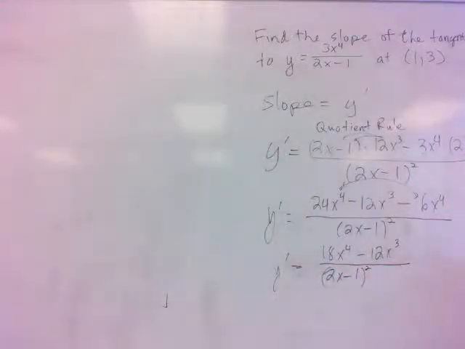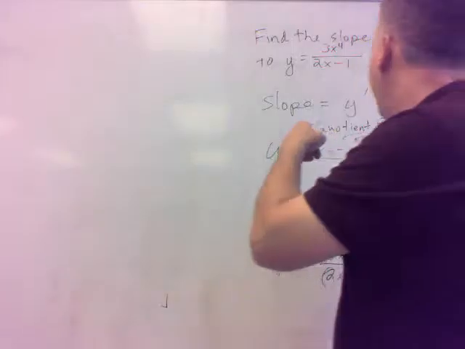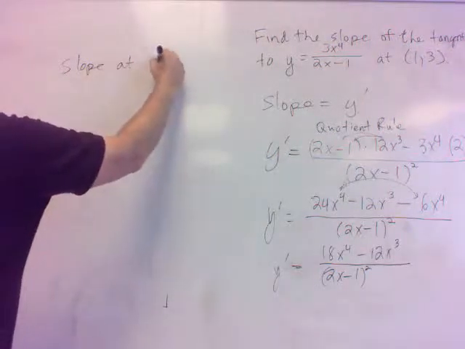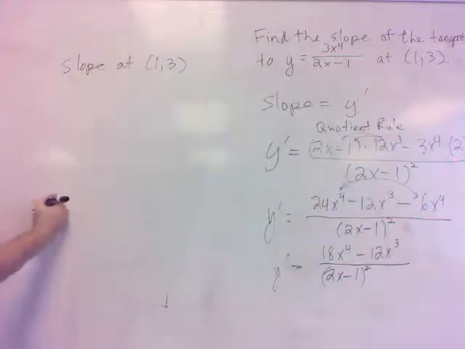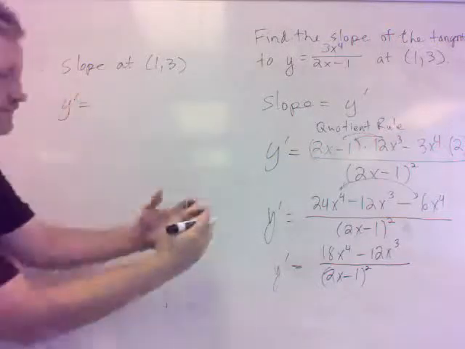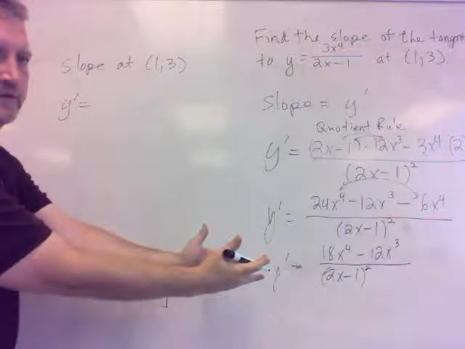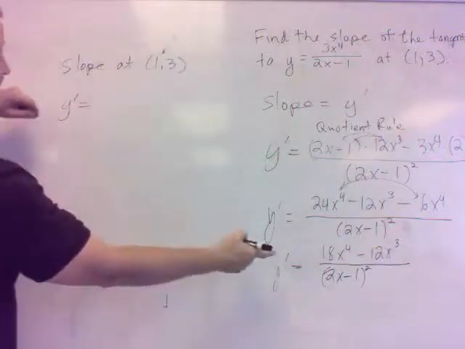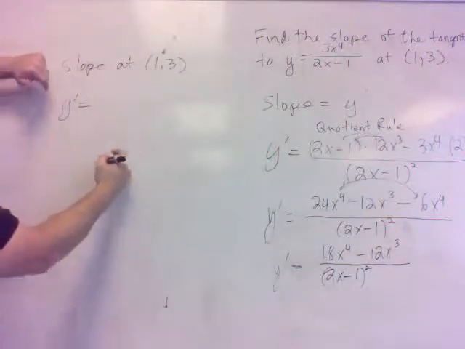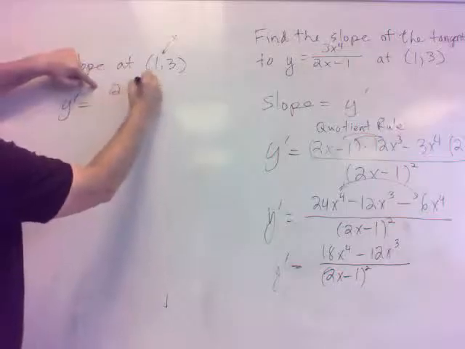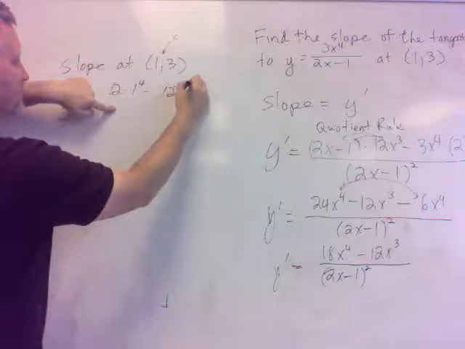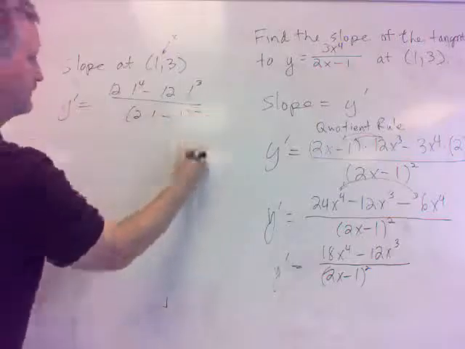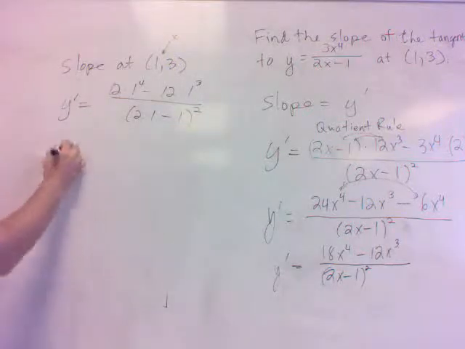is the derivative, but I want the slope at 1, 3. So the slope at 1, 3, well, that's going to be your derivative. Just plug in your x value. Here's your x value, isn't it? So I'm just going to plug in x to be, oh, that's nice, x is 1. Okay, so 12 times 1 to the 4th minus 12 times 1 to the 3rd over 2 times 1 minus 1 squared. It's really nice because 1 to the 4th is 1.